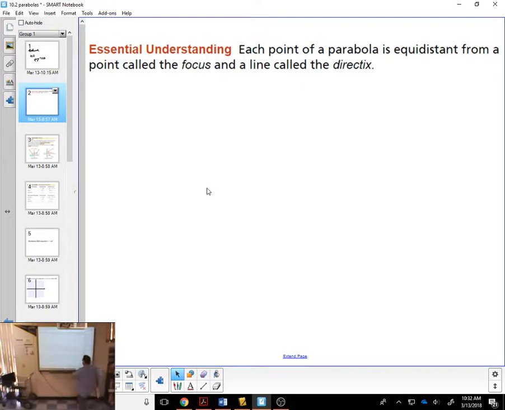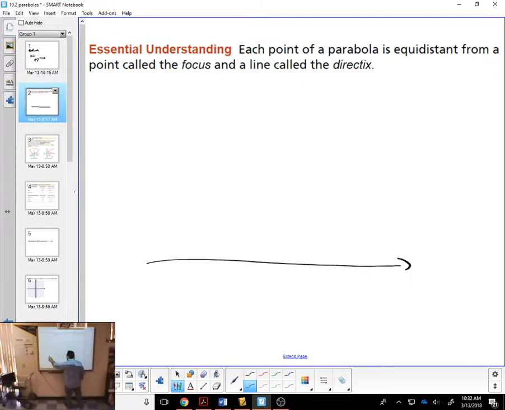So let me just give you a visual of what that means. Here's a line, yeah? Everyone knows that as a line? This is going to have a special name when we're doing these kinds of sections for parabolas. This is going to be called a directrix. And then up here somewhere, we're going to have this point that we're going to call a focus. Two very important things. We need to know where those things are all the time.